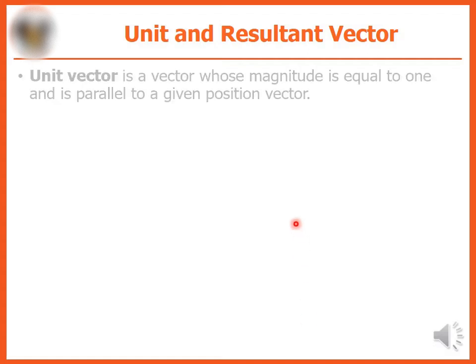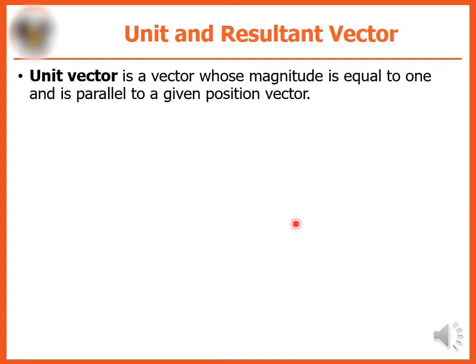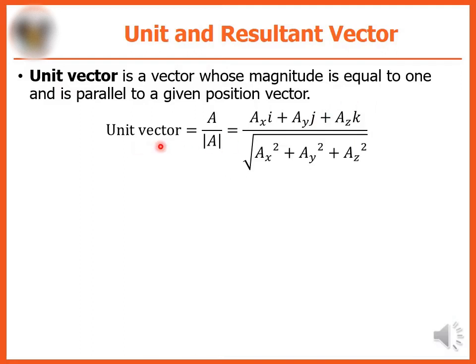Unit and resultant vector. A unit vector is a vector whose magnitude is equal to 1 and is parallel to a given position vector. So we have your unit vector is equal to A divided by the absolute value of A, which is equal to A sub x i plus A sub y j plus A sub z k divided by the square root of A sub x squared plus A sub y squared plus A sub z squared.